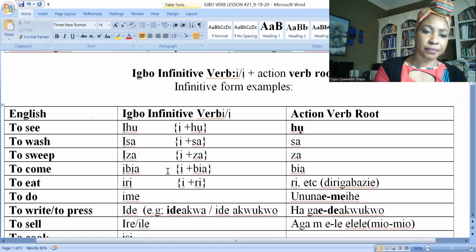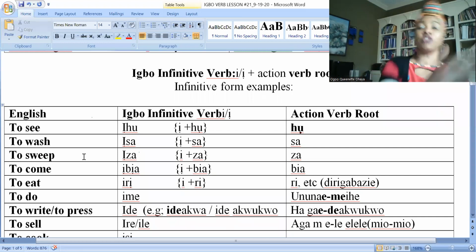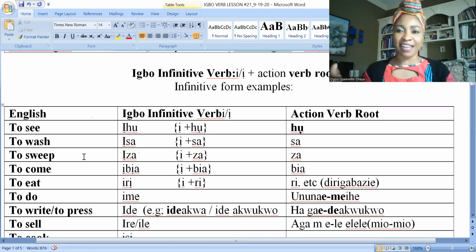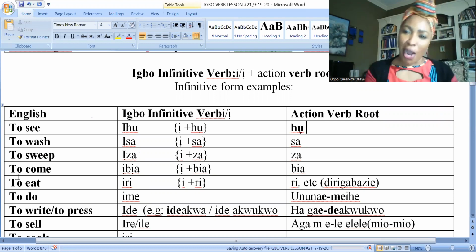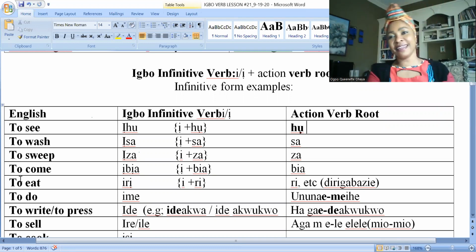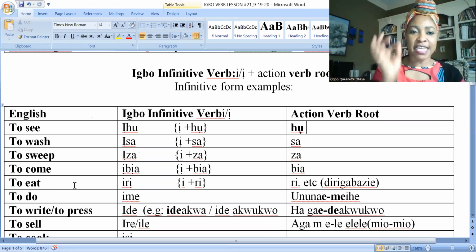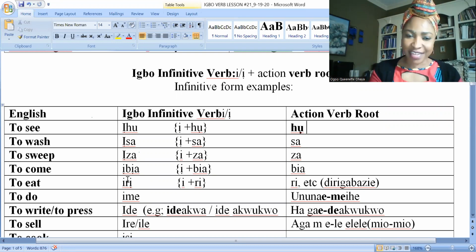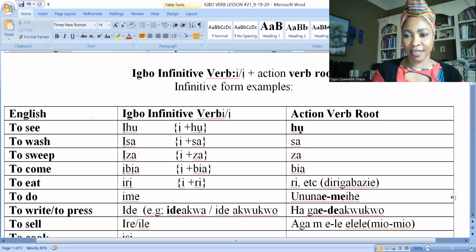All right. Now, when you say to sweep, go sweep the floor, eza. Eza means to sweep. To come, ebia. Now, to eat. To eat is iri. Okay. Now, I'm going to put to cook there also.